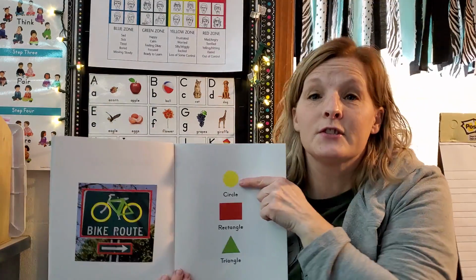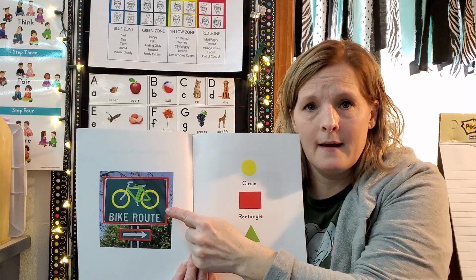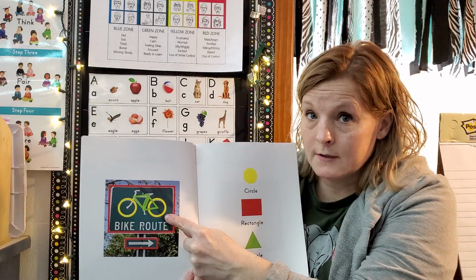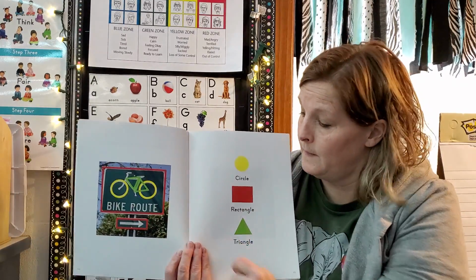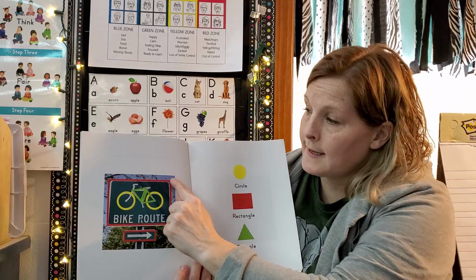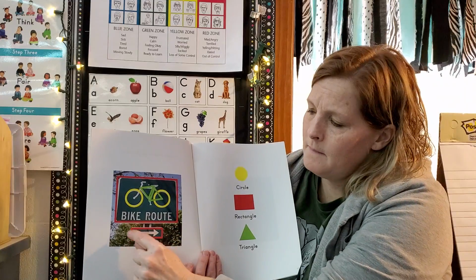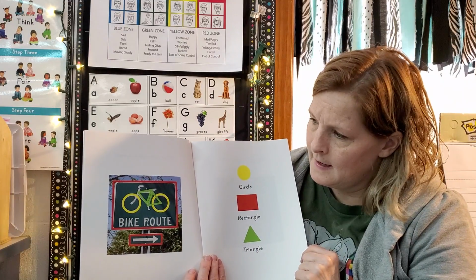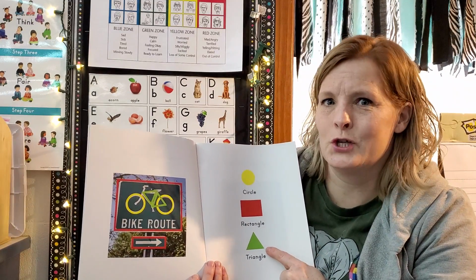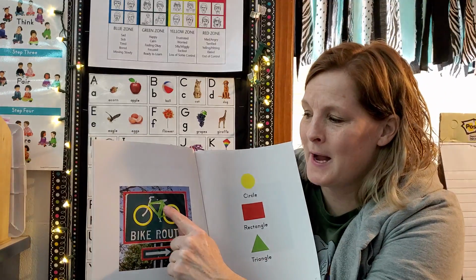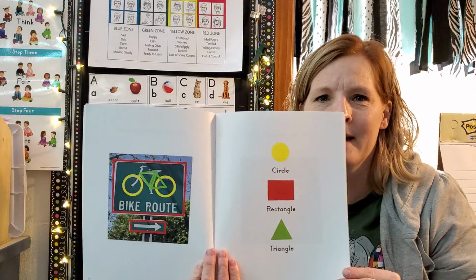Did you see the circles on the bike? The bike has to have circles on it or else it wouldn't be able to move. Did you see the rectangle? And the other rectangle? The harder one was the triangle. So part of the bike was a triangle.